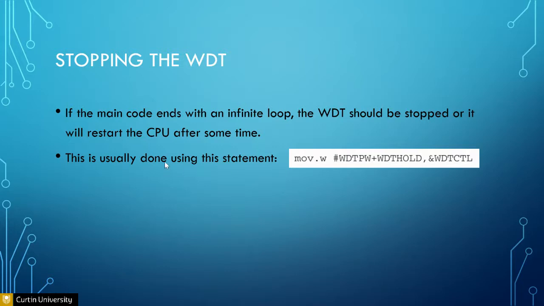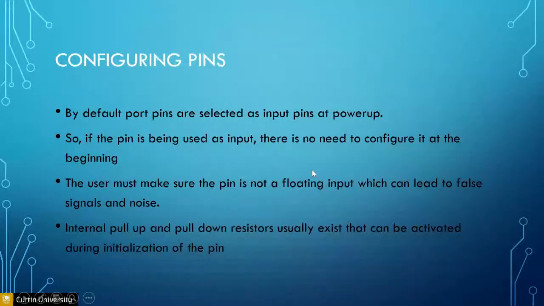You always start with this: move this value to this location. This is a register that we just learned, the watchdog timer. So you turn off the watchdog timer with this line. Okay, a question might ask you, what does this line do? It stops the watchdog timer. Again, I repeat one more time: what does this line do? It stops the watchdog timer.